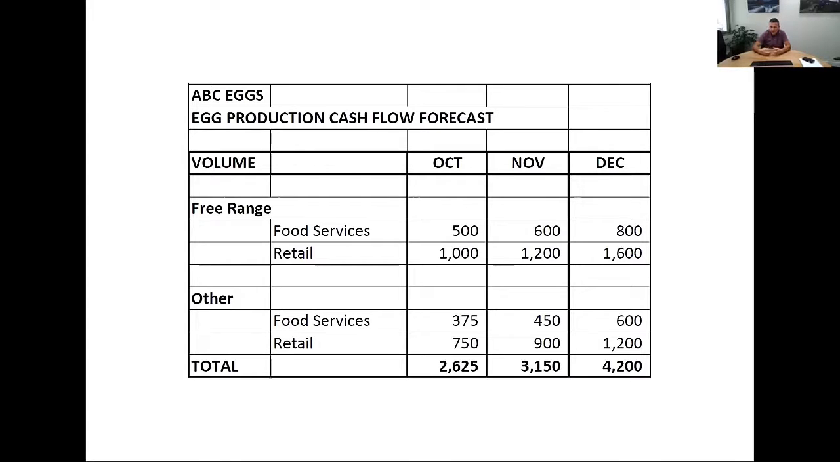So in this example, I've broken it up into types of eggs, so free range and other forms of farming, and then broken it down to 2 categories, 2 distribution channels if you want. So food services, that's selling to restaurants, things like that, and then the retail, your Coles, Woolworths, IGA. So I'm putting in volumes, and you see there, in total 2,625 units or dozen eggs are forecast to be sold in the October month, etc.